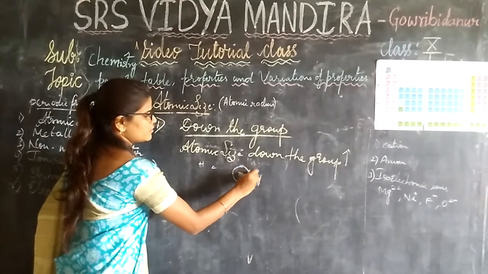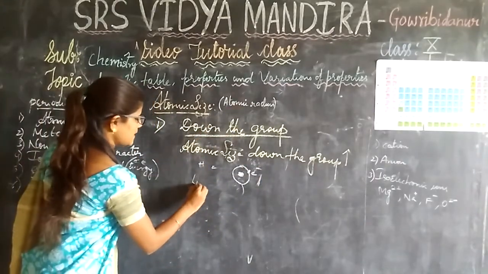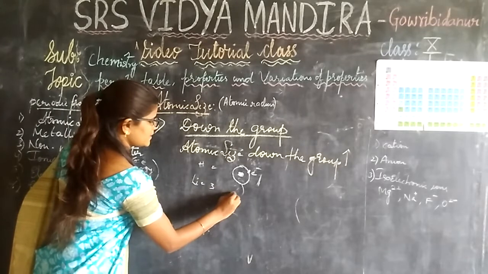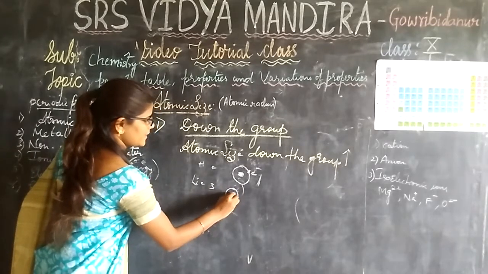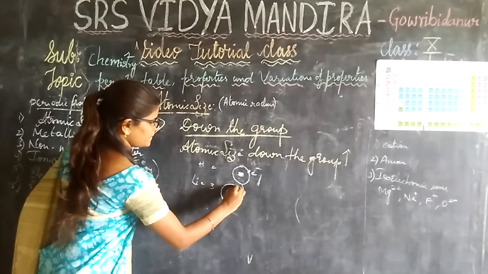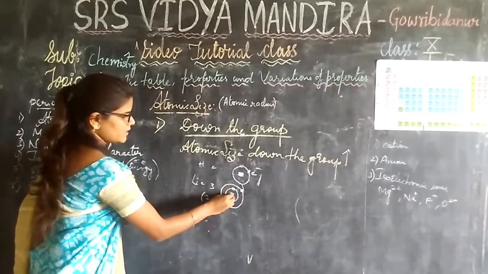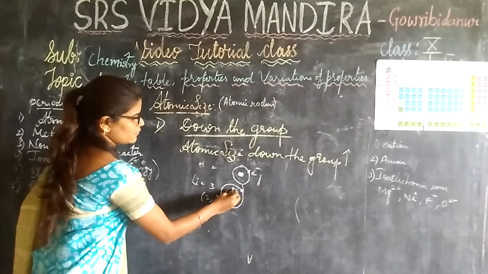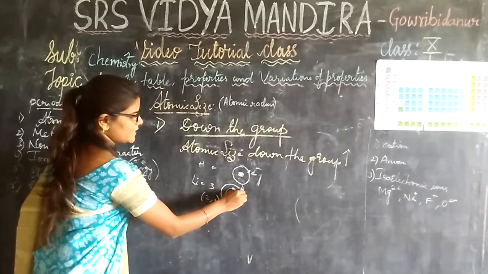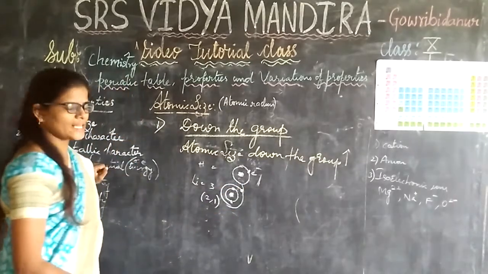It will be having only one electron. Next, down the group, lithium. It has 3 electrons like this. This is the nucleus and it will be having 1 electron, 2 electrons and 1 valence electron in the outermost shell like this. This is your nucleus, 2 electrons in the first shell, and in the second shell only 1 valence electron is there.